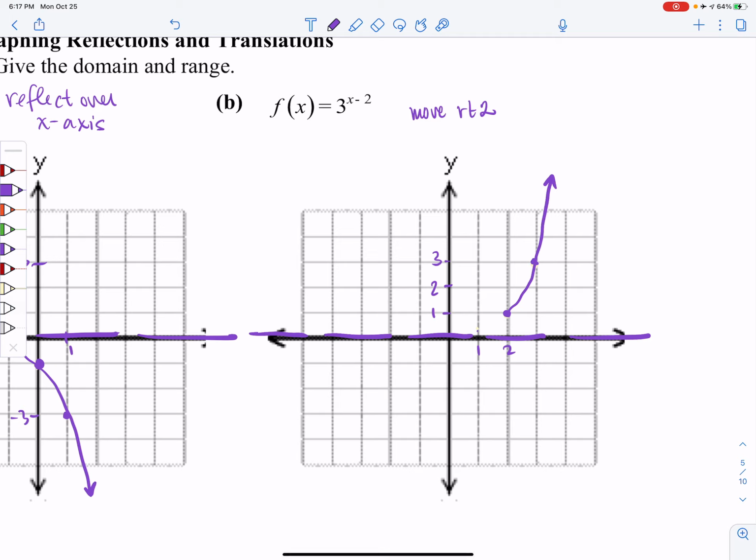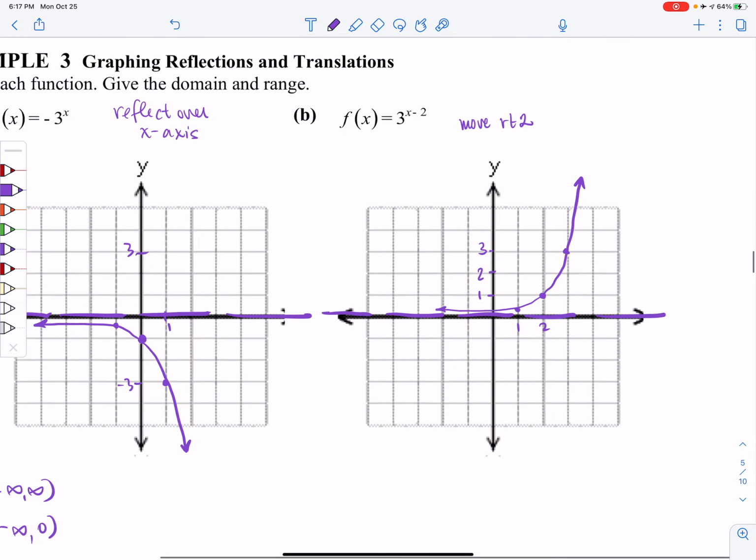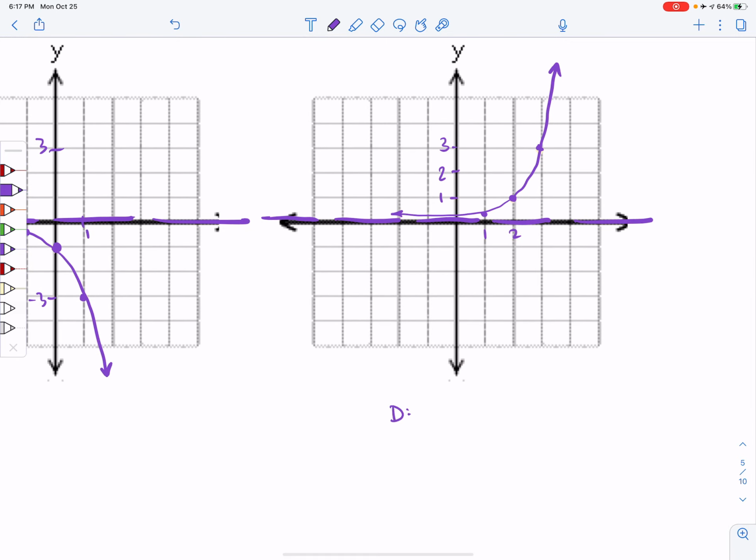And then we're also going to have that coordinate -1 reciprocal. So that's going to be -1/3, which would have been right here, but we're going to shift that guy to the right 2 units. And that's going to help us with getting close to our horizontal asymptote. On this one, we have a domain of all real numbers, and we have a range from 0 to infinity.